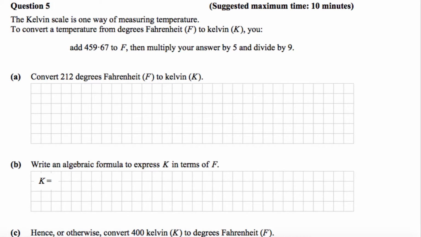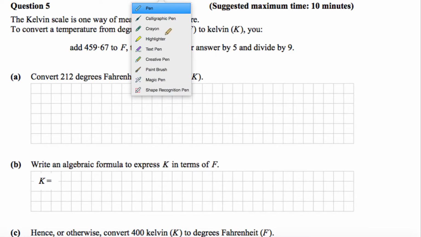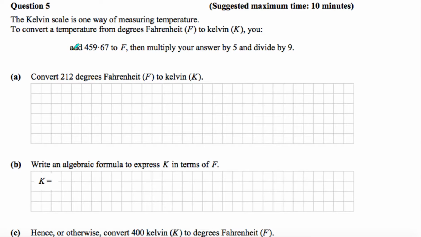So this is the 2015 Junior Cert Higher Level Paper 1, and we're looking at question number 5. The Kelvin scale is one way of measuring temperature. To convert the temperature from degrees Fahrenheit, F, to Kelvin, K, you add 459.67 to F, then multiply your answer by 5, and then divide by 9. So there's 3 stages to this here, so it's worth probably just highlighting that.